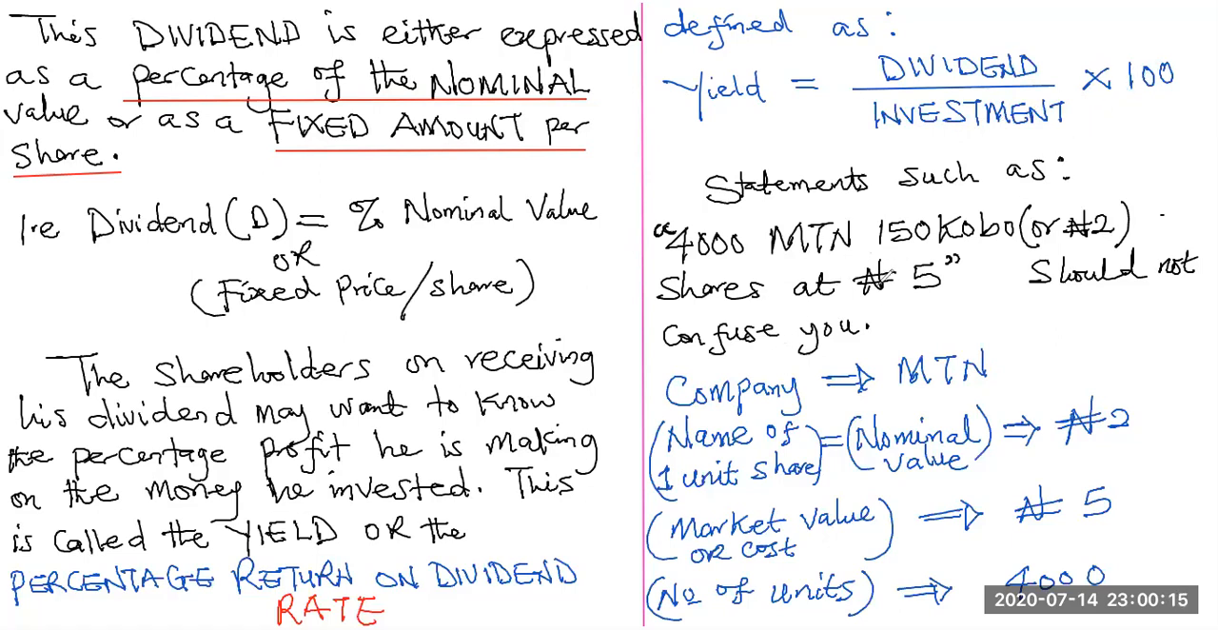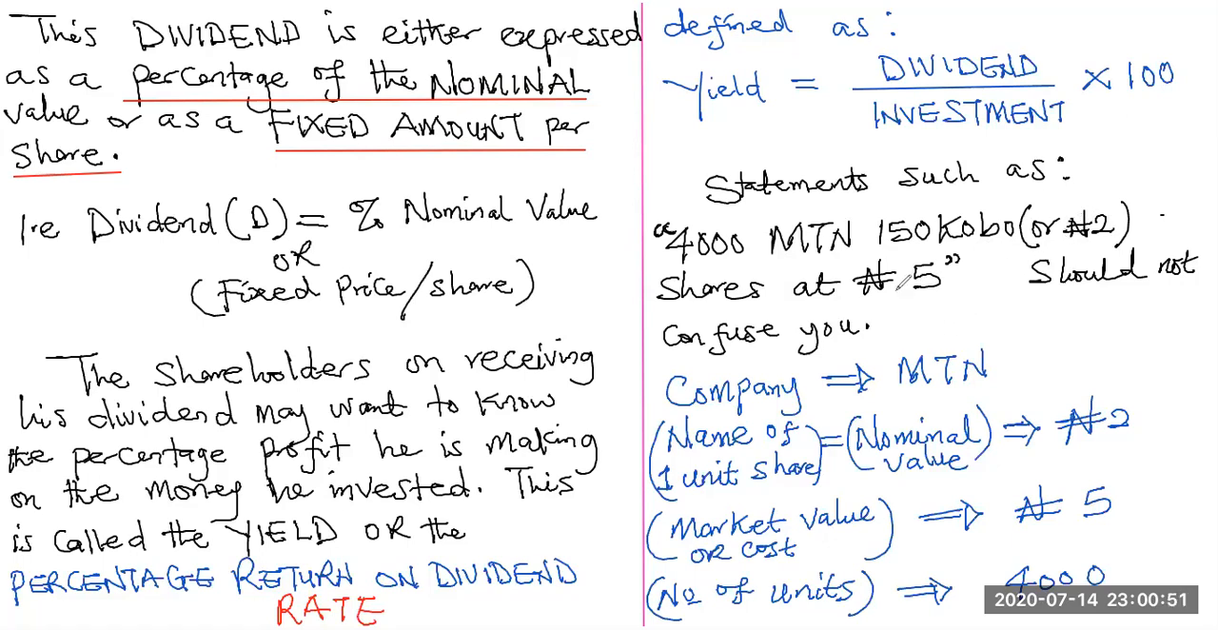Now we see statements like this in different questions that have to do with shares. You see, for instance, 4,000 MTN 2 naira shares at 5 naira. You become confused. That's why I mentioned the name earlier. It's not a technical name, but it's to help you. So this can be viewed as 4,000 MTN rice. If I replace this 2 naira with rice, it serves as the name: 4,000 MTN rice at 5 naira. So this is the cost price, however this is the nominal value. It's called nominal value once again.